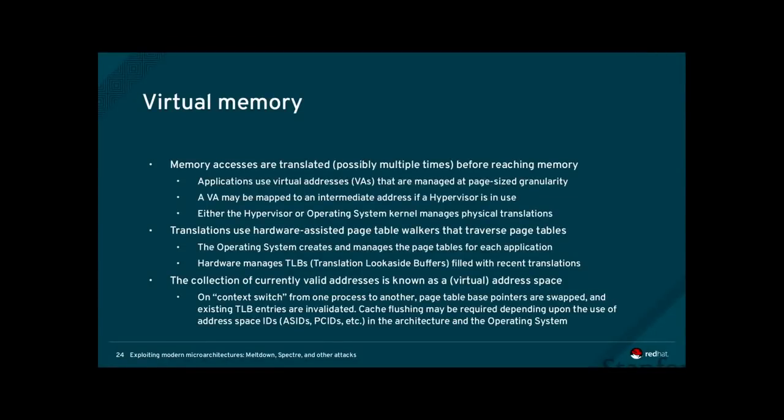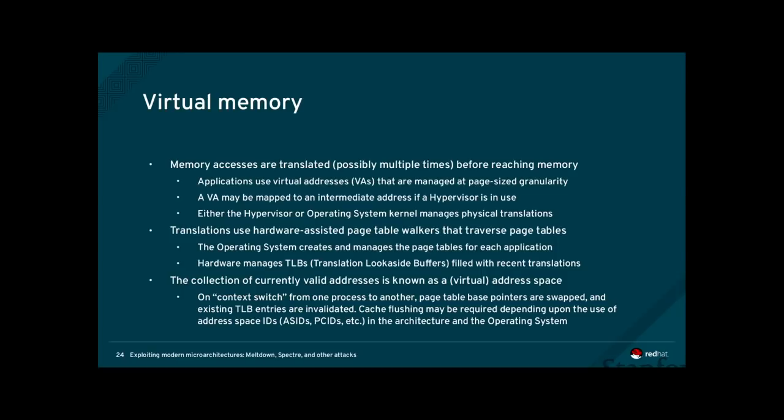So memory addresses are translated possibly multiple times before they reach memory. The operating system might do it. If there's a hypervisor, the OS thinks it's the last translation stage. It's actually not. There's a hypervisor underneath it doing that. Could be other stages of translation as well. The operating system manages the page tables. The hardware manages the TLBs. And sometimes there's coordination needed there.